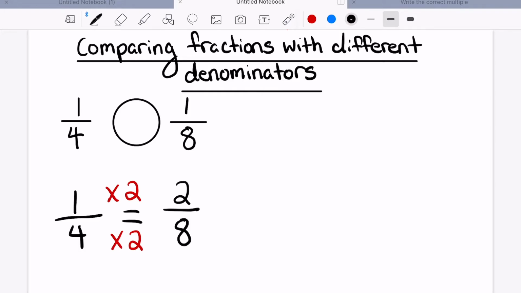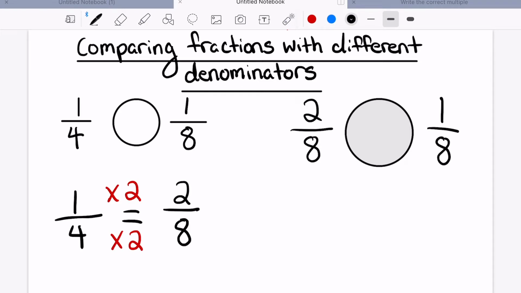So, now we can compare the fractions. We can say 2/8, and then we compare it to 1/8, right? Because now we can say 1/4 is the same as 2/8. So now we look at the denominators. They're the same, right?